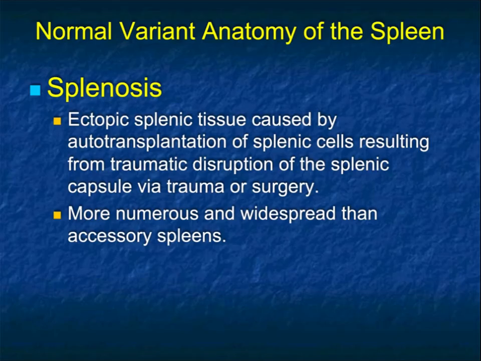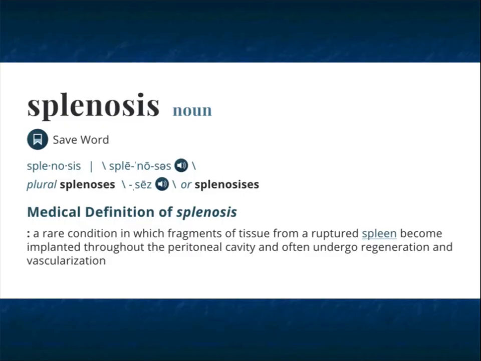Now, I mentioned another thing we see is splenosis, which is typically ectopic splenic tissue caused by autotransplantation of splenic cells resulting usually from trauma or potentially from surgery. They're typically more numerous and widespread than accessory spleens. Remember that splenosis can also affect areas like the lung. It can affect the soft tissue. Anywhere where splenic tissue may have gone. It could be in the pelvis, for example.